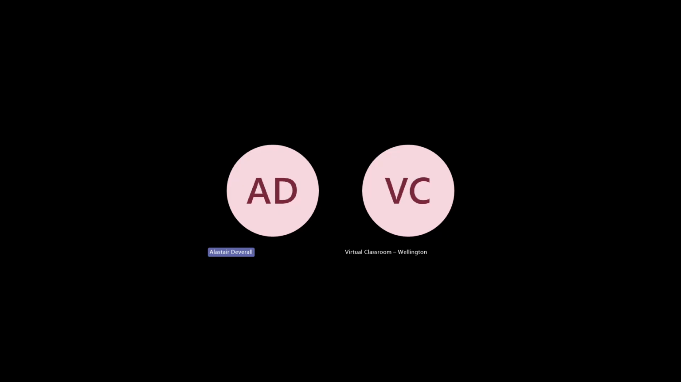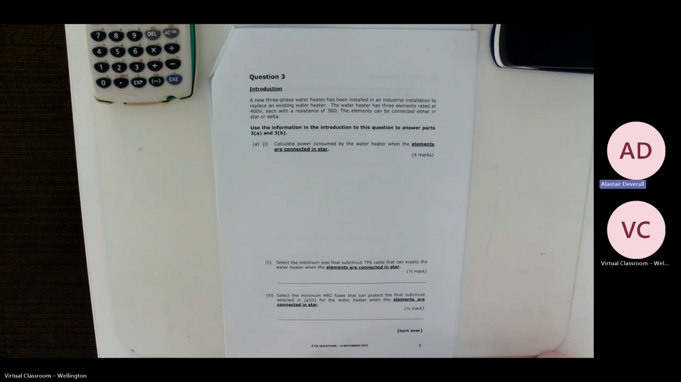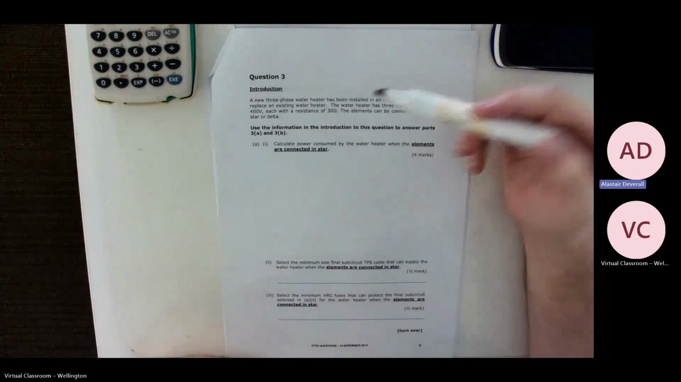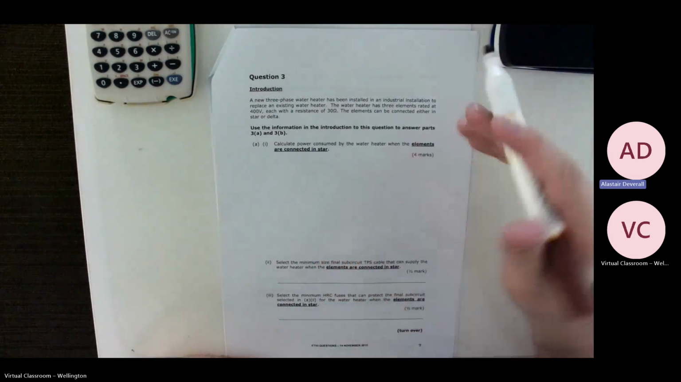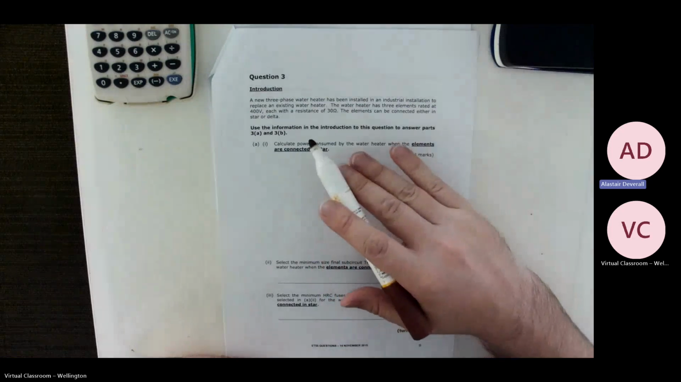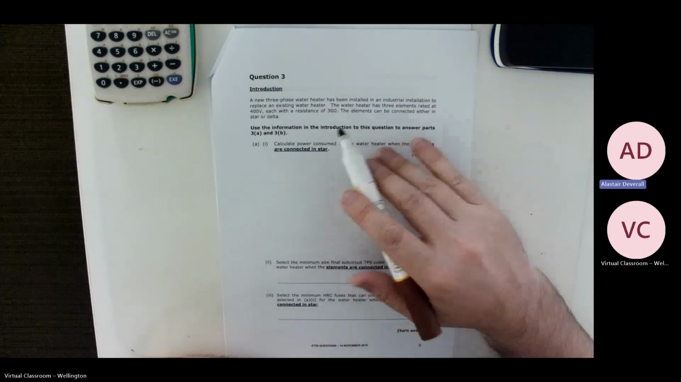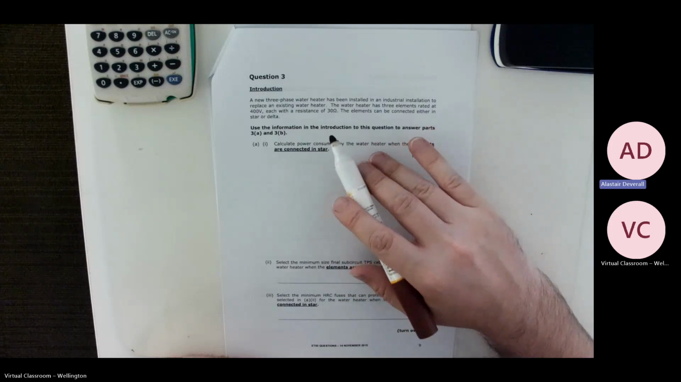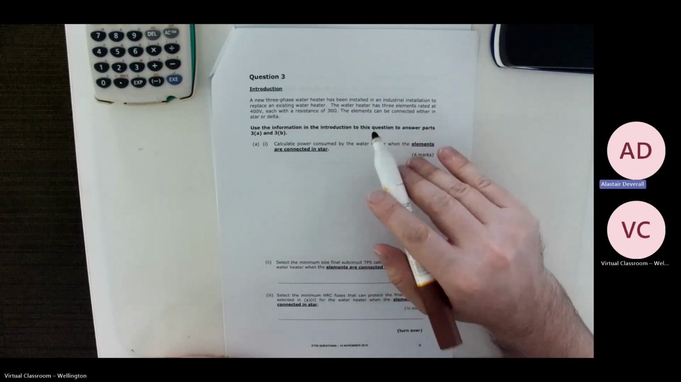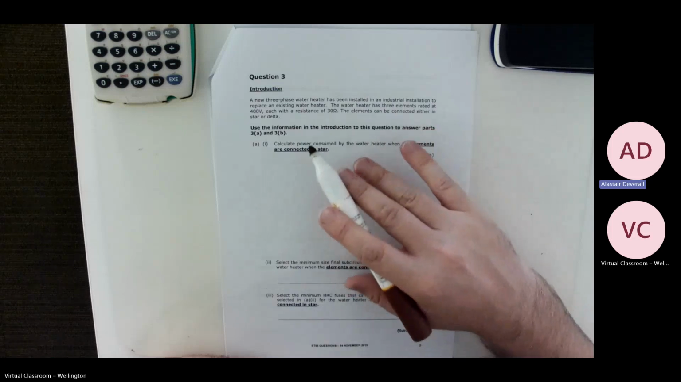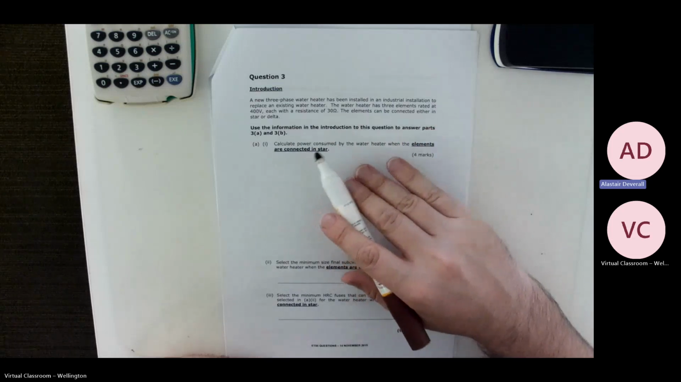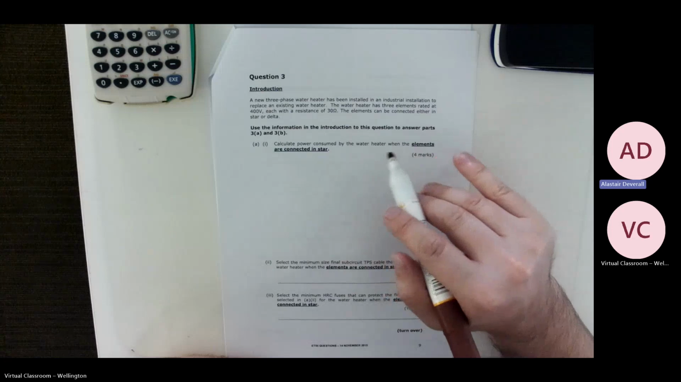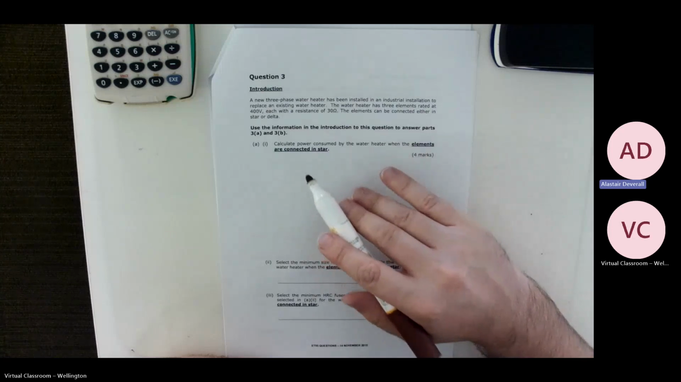Carrying on with ET55, 14th of November 2015, we are going to do question 3 in the maths for this one. A new 3-phase water heater has been installed in an industrial installation to replace an existing water heater. The water heater has 3 elements rated at 400 volts, each with a resistance of 30 ohms. The elements can be connected in either star or delta. Use the information in the introduction to this question to answer parts 3A and 3B.